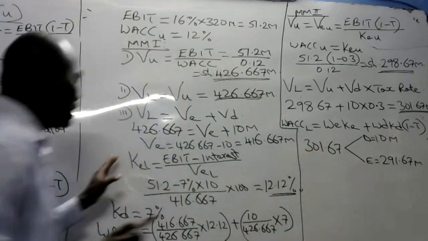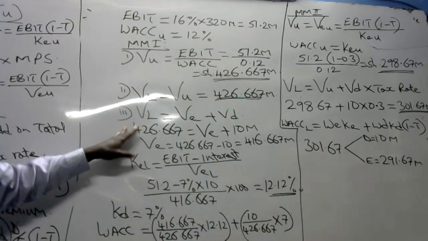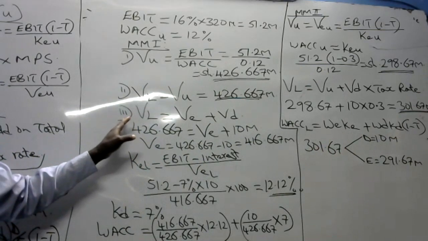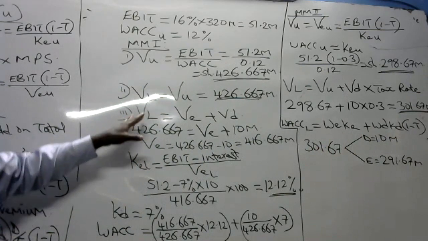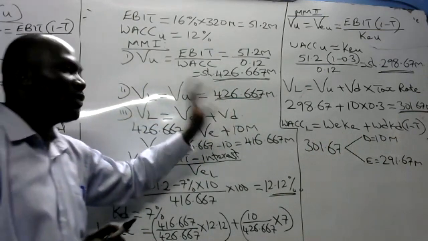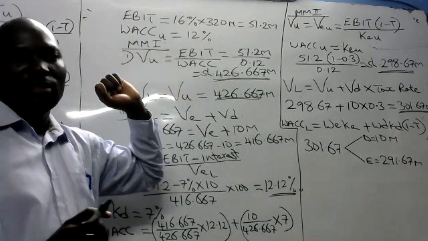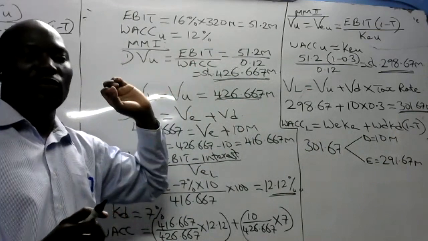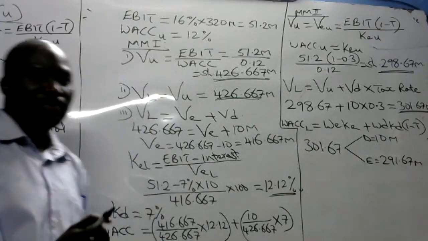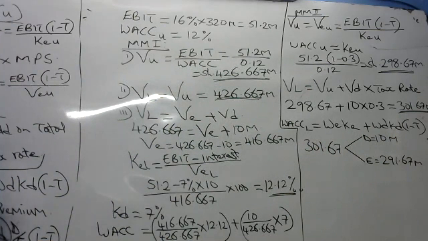It's the same thing. The value of the levered firm is the combination of equity and debt. So we have the debt. Can we get equity? The difference. So, I hope that is okay.